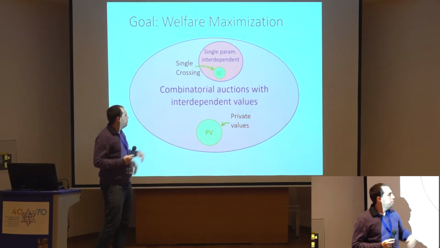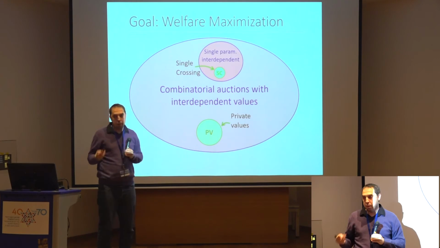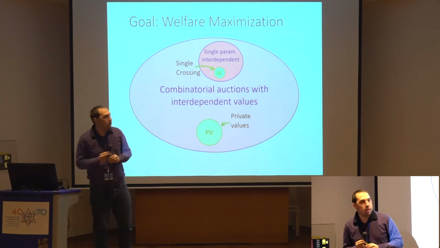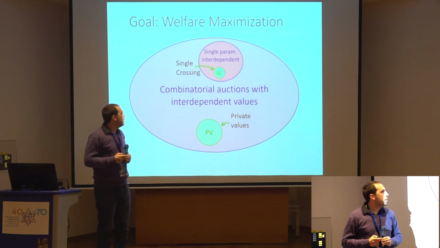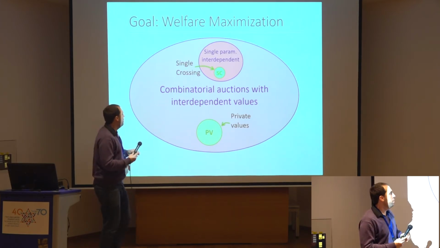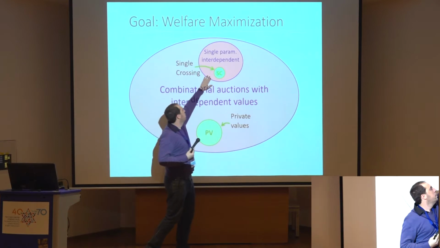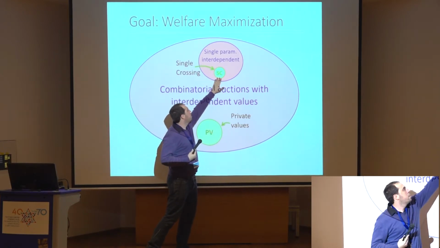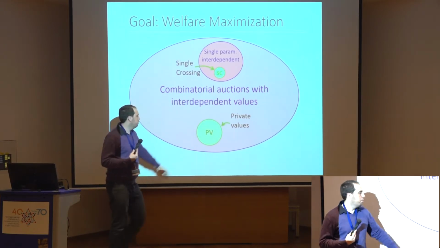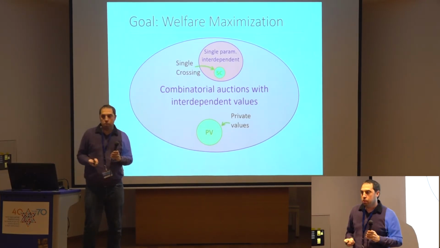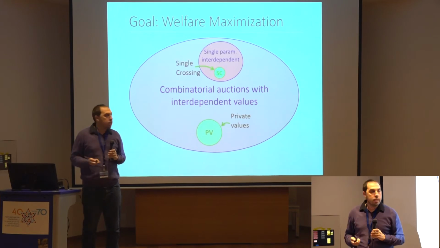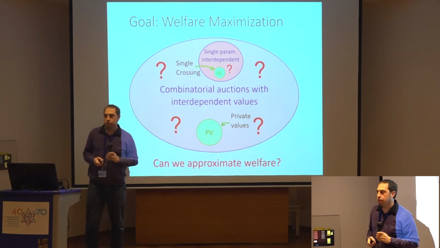And if we talk about combinatorial auctions with interdependent values, if we want something more general, then even single crossing doesn't help us. So this is how the world looks like. We have impossibilities here and here, and we have positive results for single item with single crossing and for private values. And if we don't know how to maximize welfare, maybe a natural question is, can we approximate welfare?